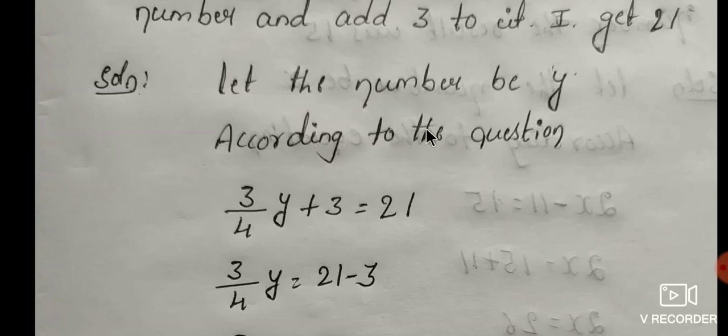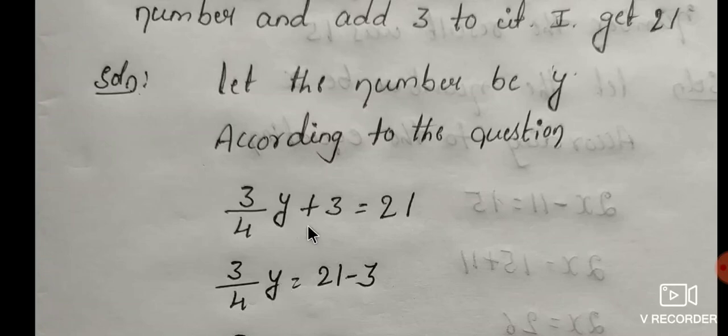So according to the question, 3/4 of a number y, for this one we have to add 3, that is plus 3, equal to 21. This is the given equation. In this one we have to find the value of the unknown variable, which is y.